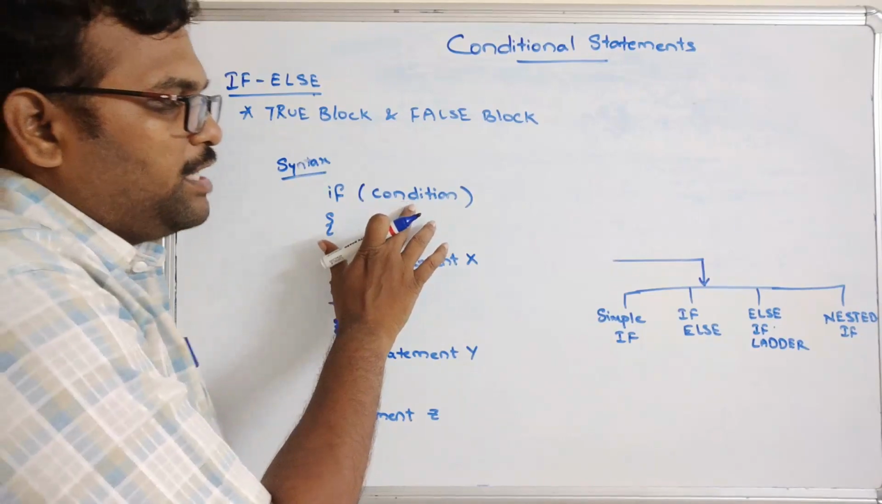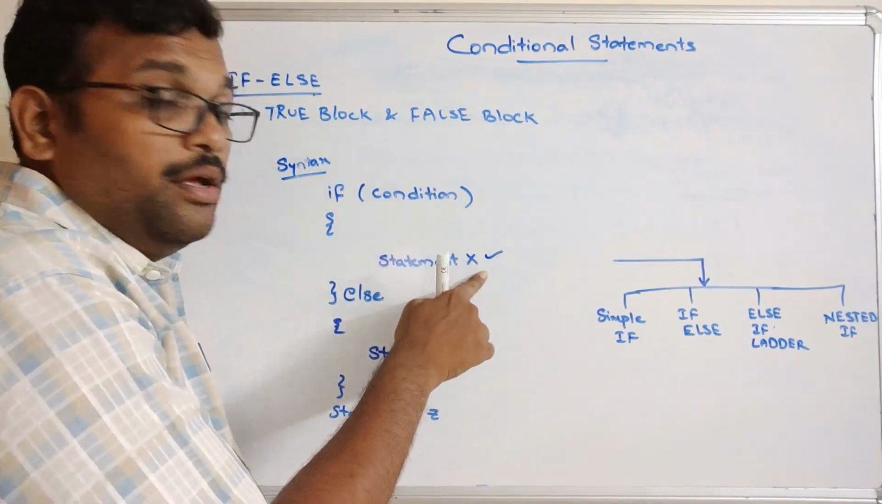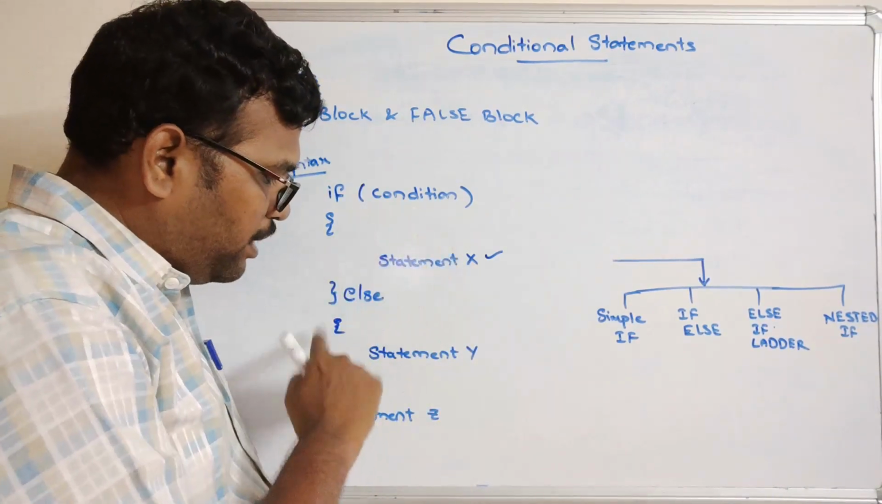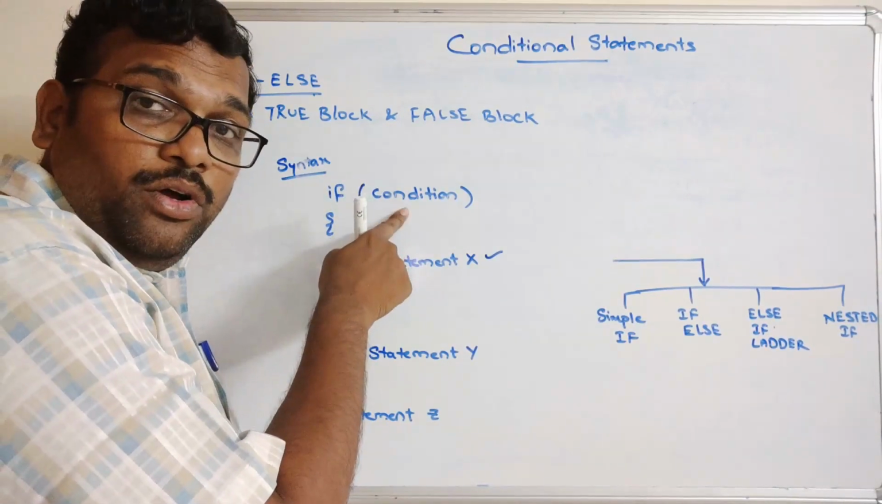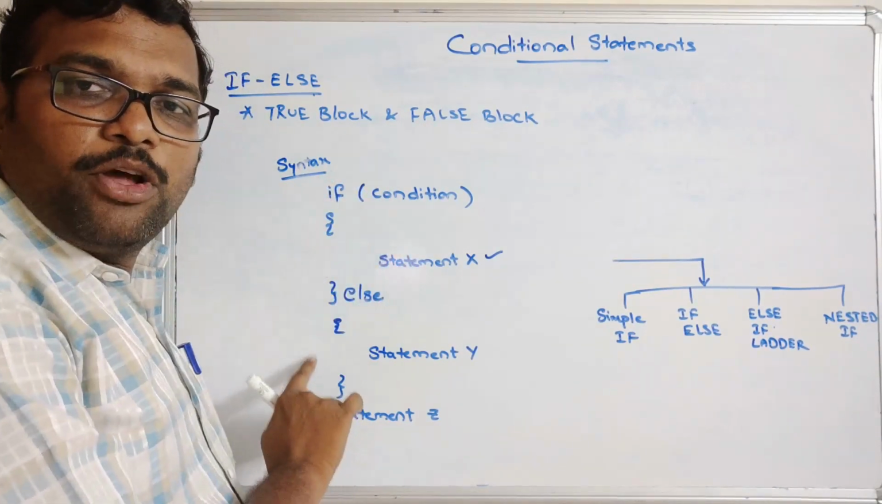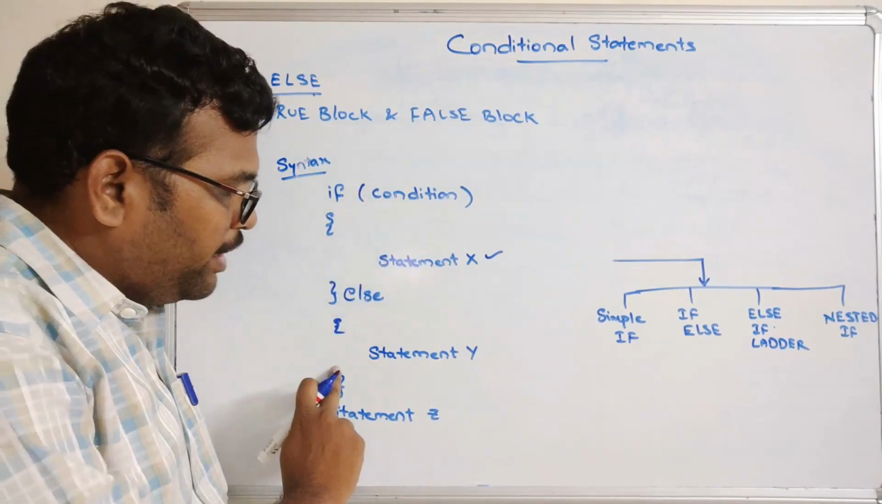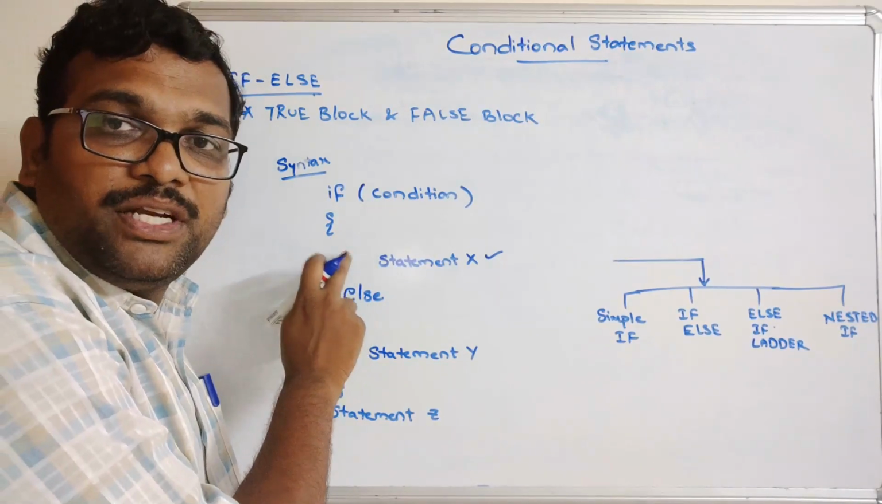So based upon the result of the condition, if the condition becomes true, statement X will get executed, and immediately statement Z will get executed. The control never enters into this else, because this is a false block. So if the condition is true, the true block will be executed and the false block will be ignored. And if the condition becomes false, directly the control enters into the else block. The control never enters into the if block, because if is the true block.